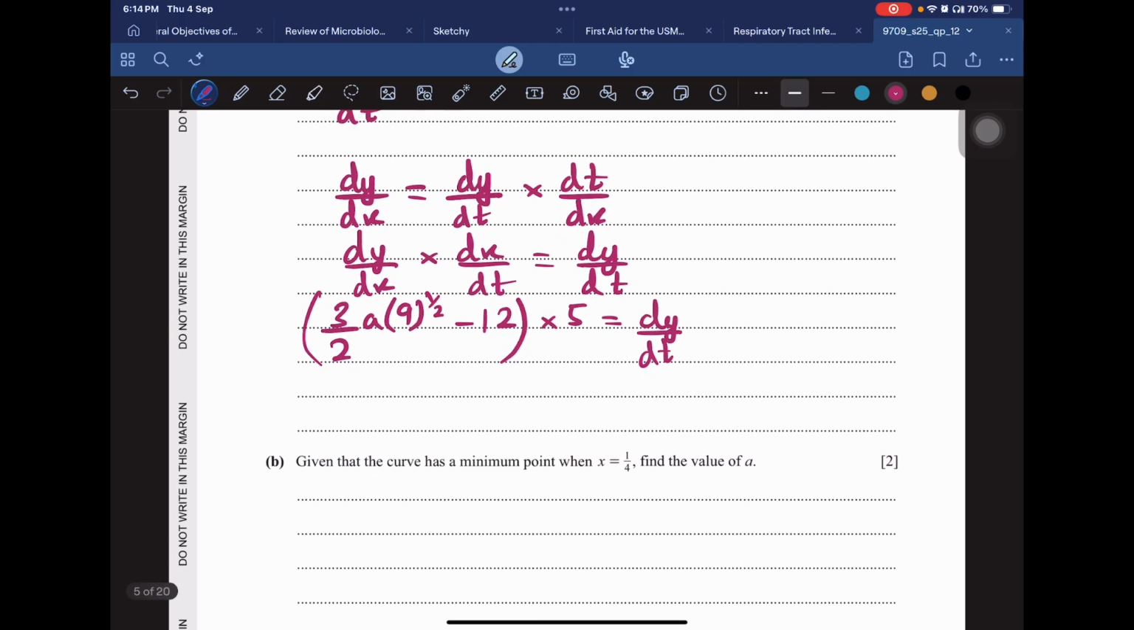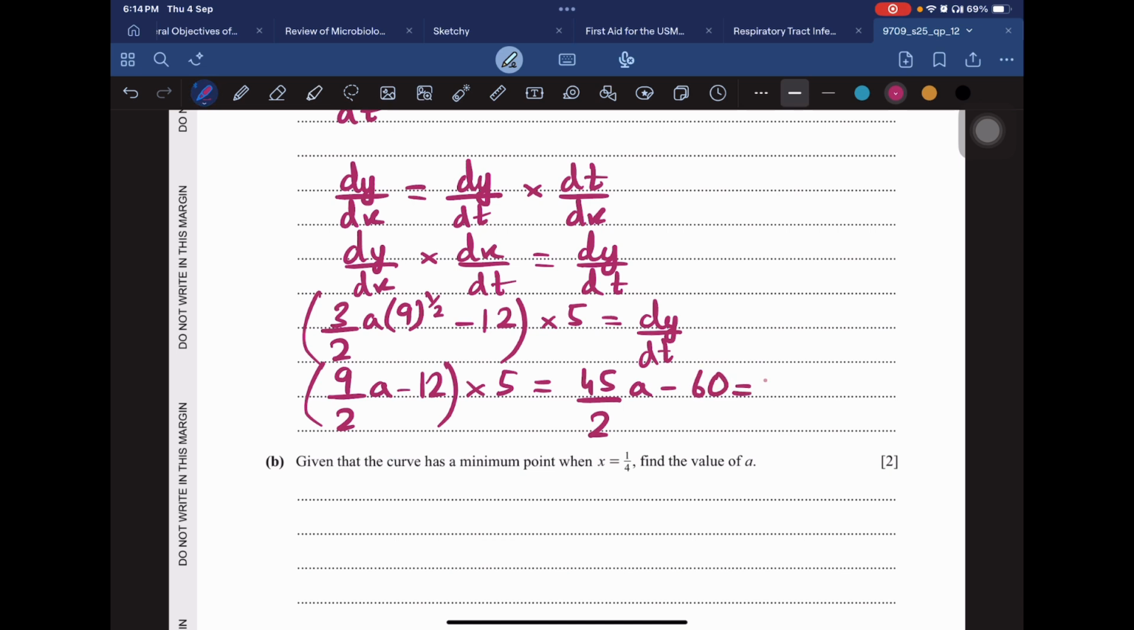Okay. So this is 9 to the power of half. 9 to the power of half means that it's square root of 9, which is 3. So we have 3 here and then we have 3 here, so that's 9 upon 2. So 9 upon 2a minus 12 multiplied by 5. This will be equal to 9 fives are 45 upon 2a minus 12 fives are 60.